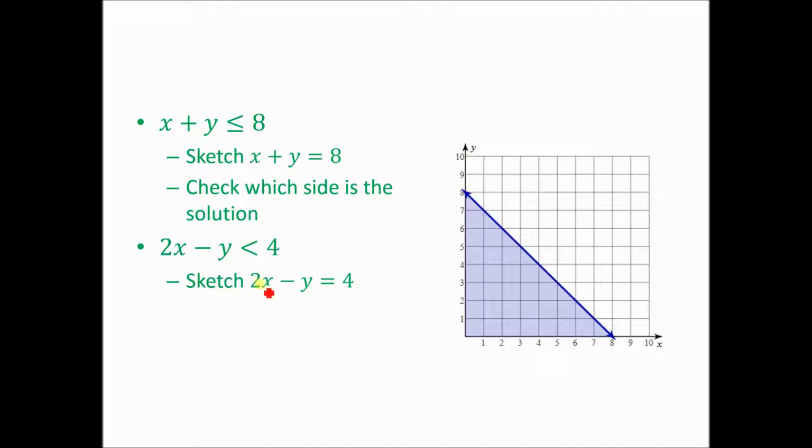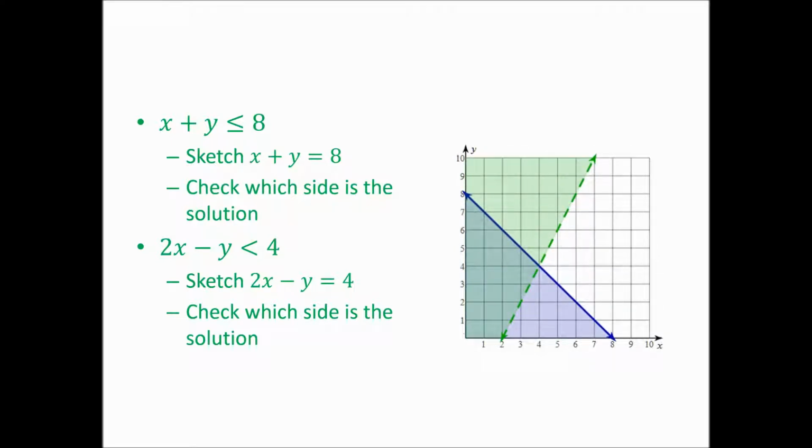We want to sketch the line 2x − y = 4. We're sketching that one as a dotted line because it is strictly less than; there is no equal to. Once again, check which side. Is it over here or over here? I'll use the point (0, 0) again because that's an easy point to do. Plug that in, and we find that the left-hand side is our solution region.